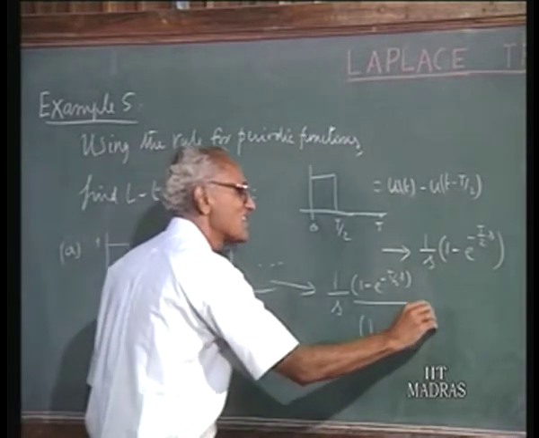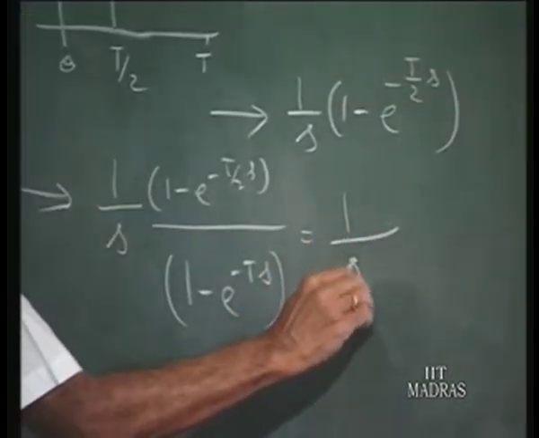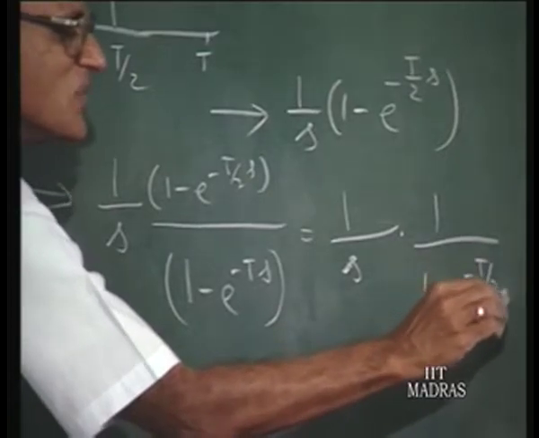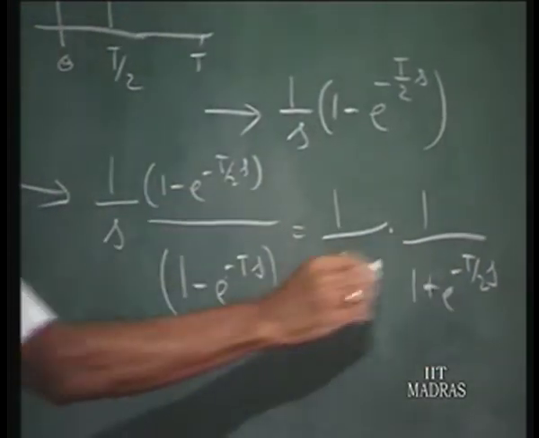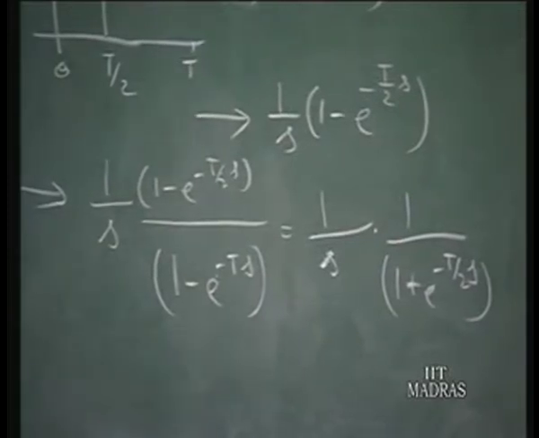So the answer is 1 over s. You can put it in this form if you wish, or 1 over s times 1 over 1 plus e to the power of minus T by 2 s, because this is a factor here. So that is the answer for the Laplace transform of this periodic pulse train.